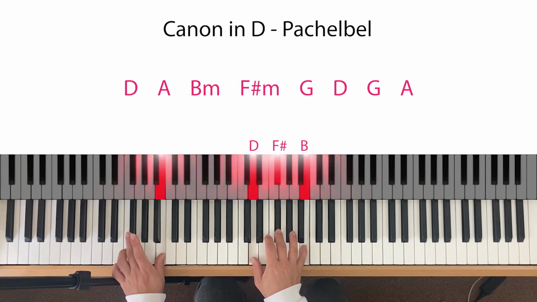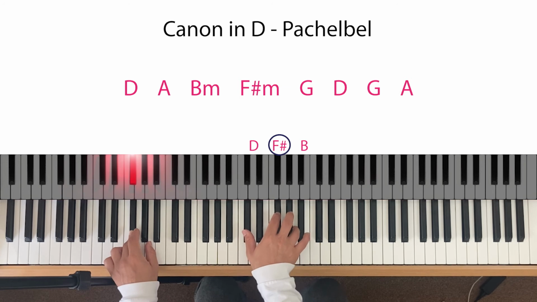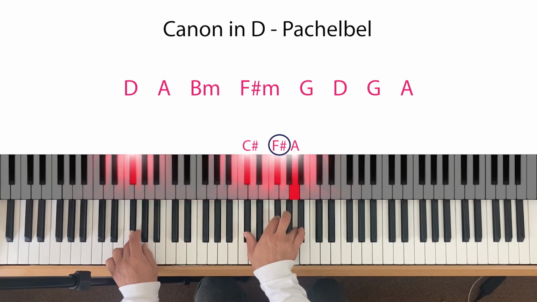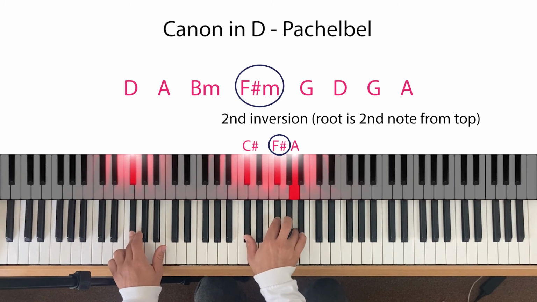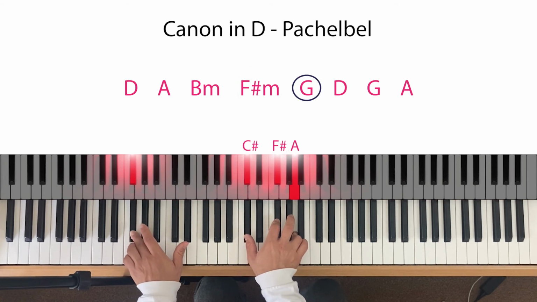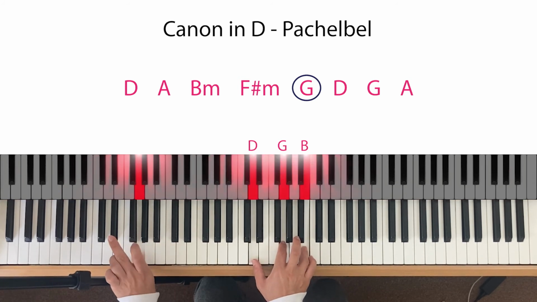And now I want to go down to F sharp. And we're going to take this shape and we're going to hold F sharp and we just move the other notes around it. So now I'm playing a second inversion of the F sharp minor chord, where the F sharp is the second note from the top this time. And then now I can go up 1 with my left hand, and I go up 1 with my right hand. So now I'm playing the second inversion of G major.